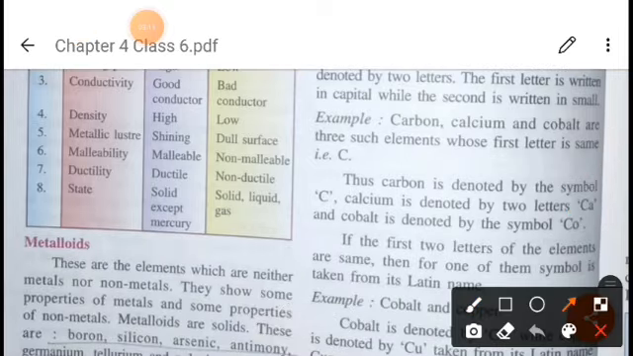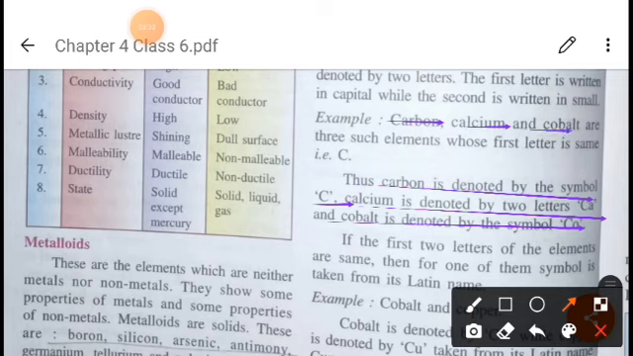As you can see, carbon is denoted by the symbol C, calcium is denoted by Ca, and cobalt is Co. If two or more elements have the same first letter, as in the case of carbon, calcium and cobalt, then we use two letters. For calcium we use Ca, for cobalt we use Co.